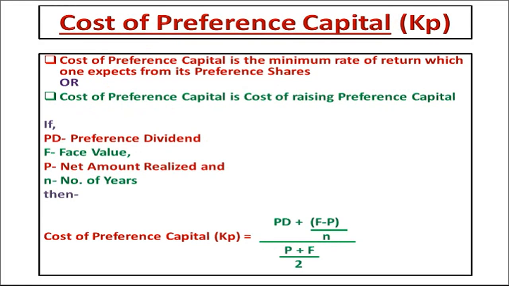Moving further, let us see the cost of preference capital, that is KP. Cost of preference capital is the minimum rate of return which one expects from the preference shares, or it is the cost of raising preference capital. For example, if PD is preference dividend, F is face value, P is net amount realized, and N is number of years, then the formula for calculation of cost of preference capital is KP = PD + (F - P)/N divided by (P + F)/2.